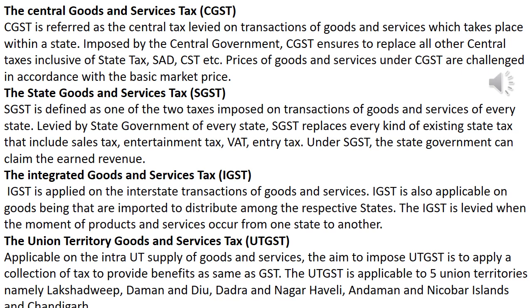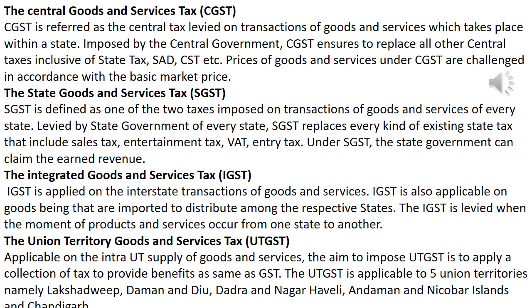Coming to Union Territory Goods and Services Tax, UTGST. This is applicable within the union territories when there is a supply of goods and services, and the aim of this UTGST is to collect tax and provide benefits similar to the other kinds of GST. Under this Union Territory GST, it is applicable only to 5 union territories, which are Lakshadweep, Daman and Diu, Dadra and Nagar Haveli, Andaman Nicobar Islands, and Chandigarh. So in total we have 4 kinds of GST: Central Goods and Services Tax, State Goods and Services Tax, Integrated Goods and Services Tax, and Union Territory Goods and Services Tax.